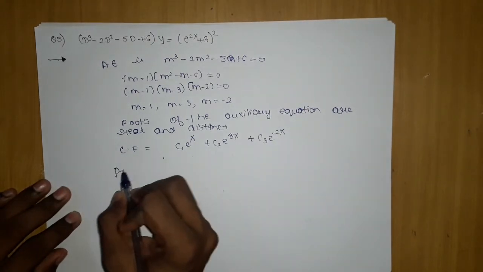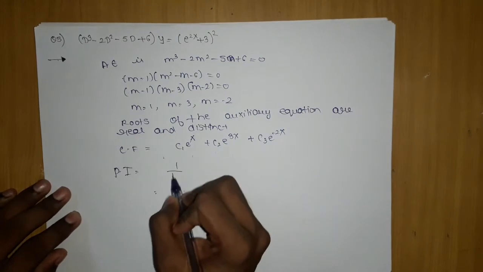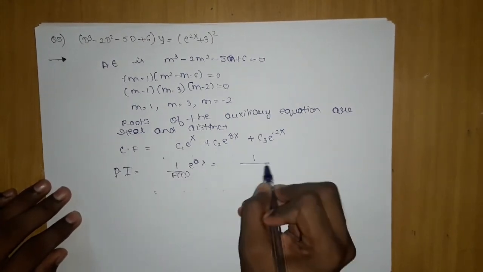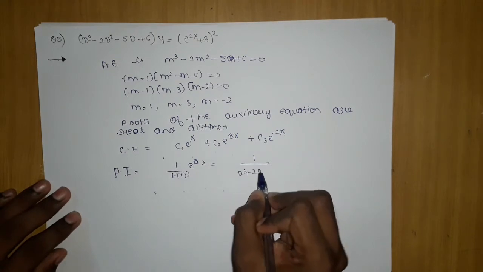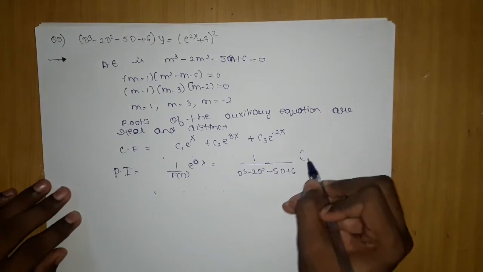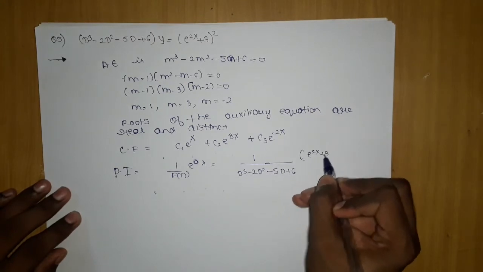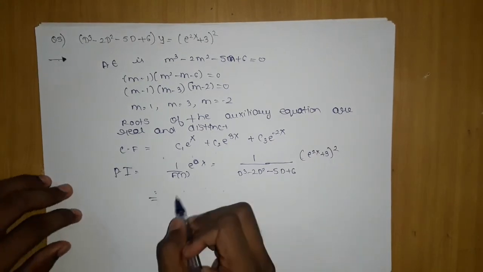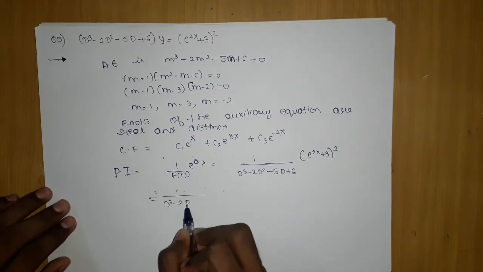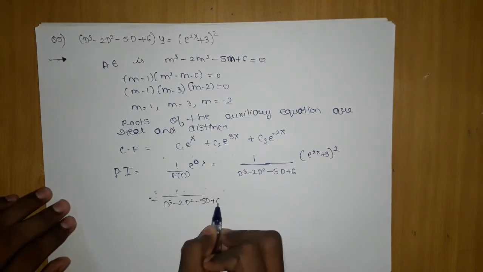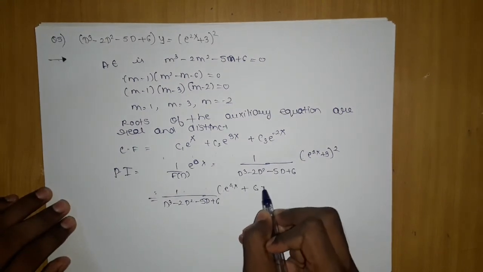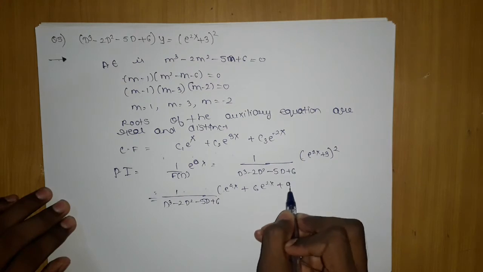After this, the particular integral will be what? 1 upon f of D into e power ax, which is nothing but 1 upon D cube minus 2D square minus 5D plus 6 into e power 2x plus 3 the whole square. If we open it by the (a plus b) whole square formula, we get 1 upon D cube minus 2D square minus 5D plus 6 into (e to the power 4x plus 6 e to the power 2x plus 9).